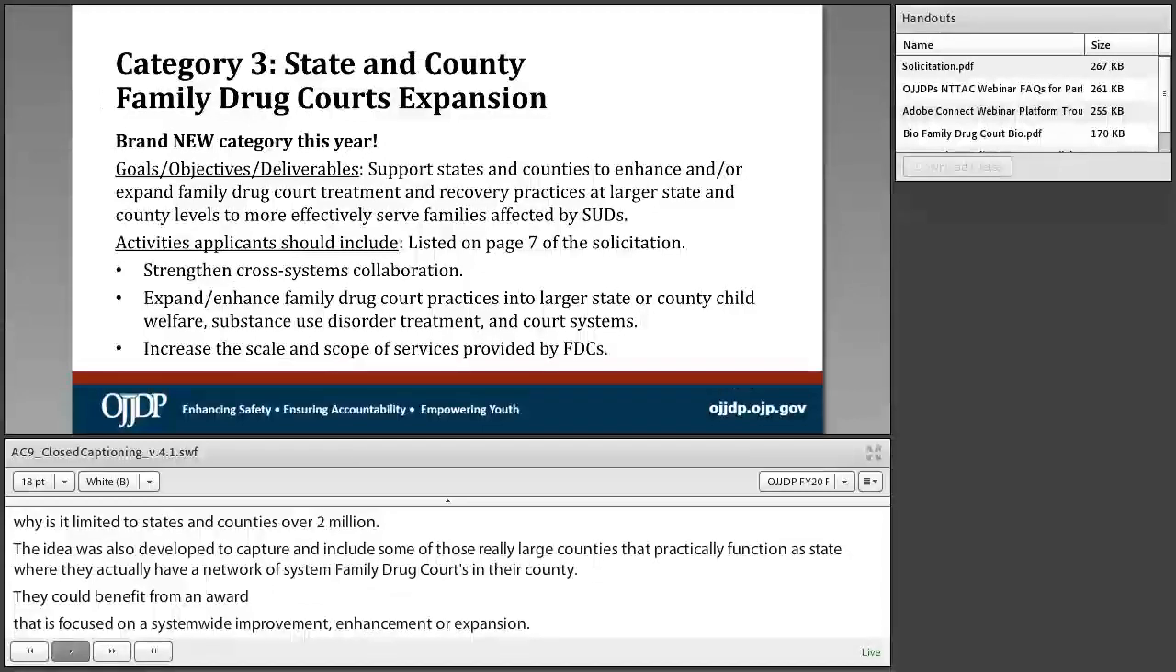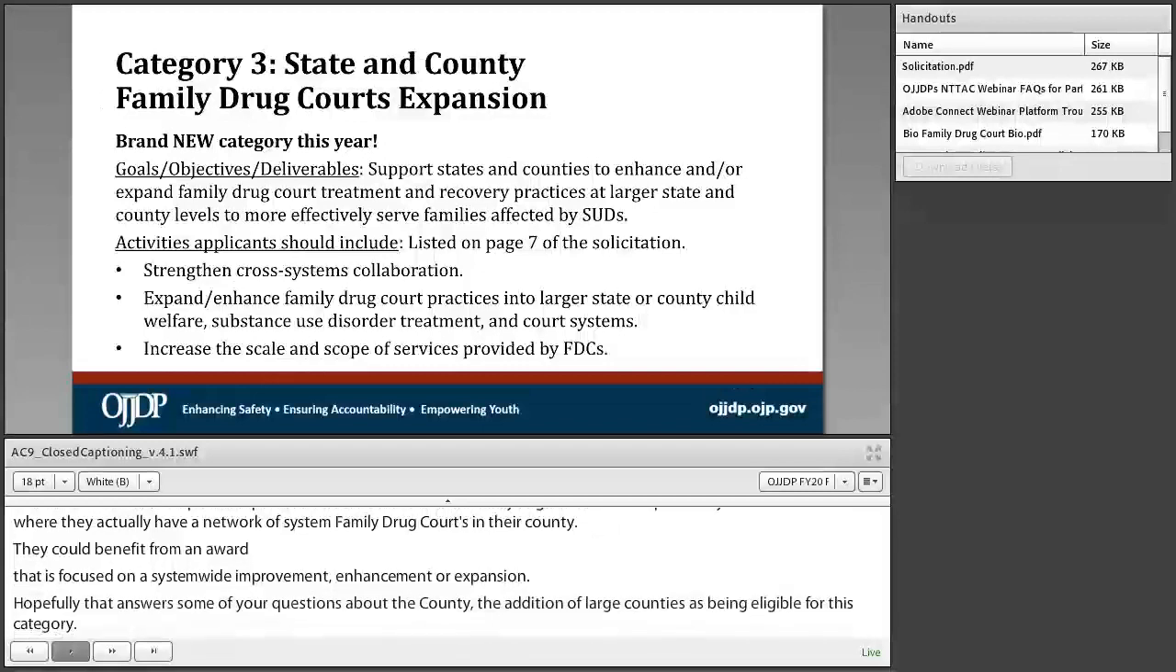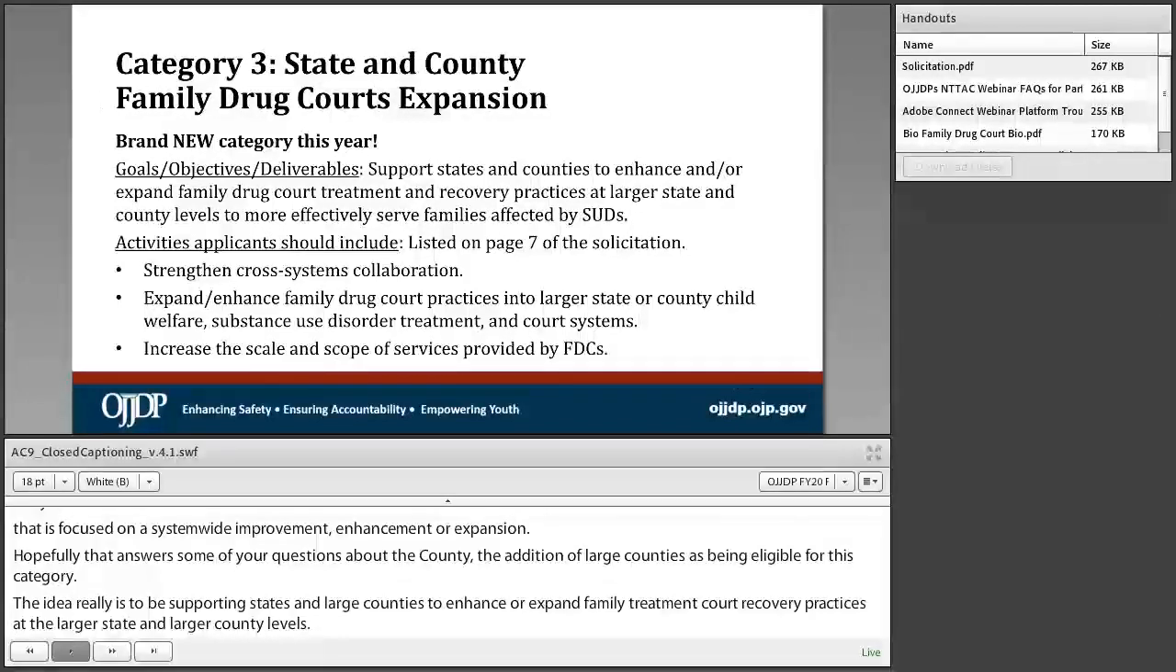But the idea really is to be supporting states and large counties to enhance or expand family treatment court and recovery practices at the larger state and larger county levels, to address some of those systemic challenges and more effectively serve families that are affected by substance use disorders in their state or large county.